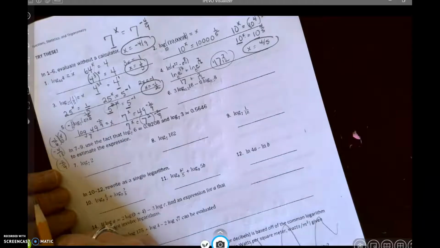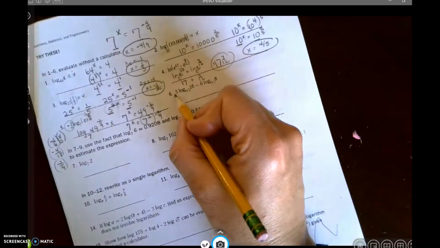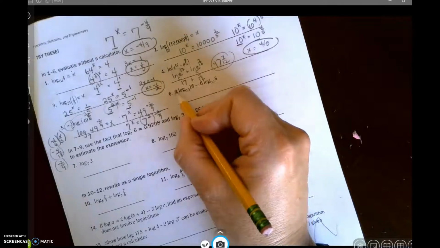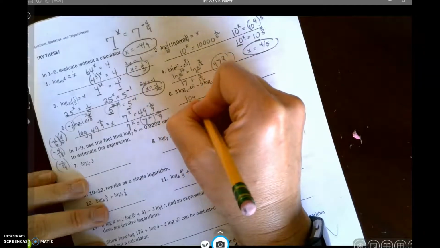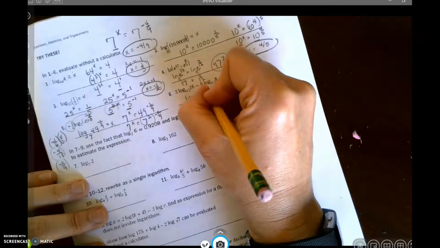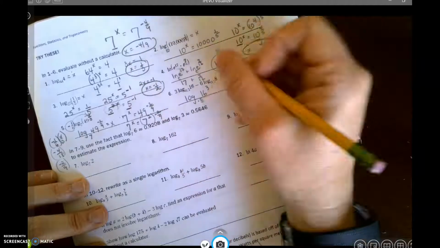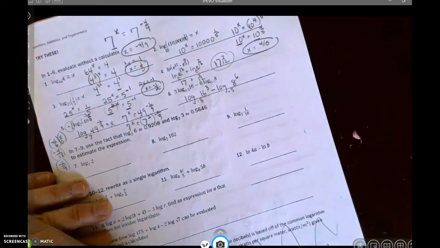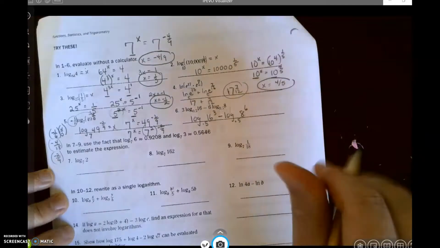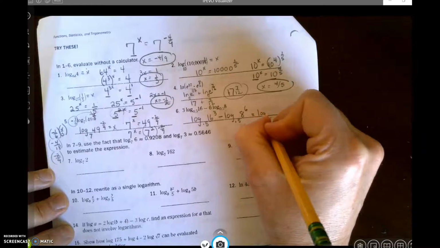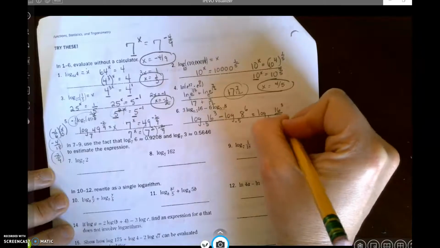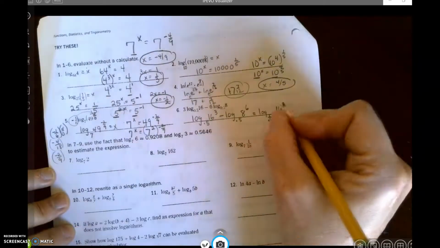Alright, let's go to number 6. I've got multiplication, I've got subtraction. Let's go ahead and bring that 3 over. So I've got log to the base 0.5 of 16 cubed, minus log base 1/2 of 8 to the 6th. Okay, so I'm going to keep going here. Alright, the subtraction means division, so I'm going to write this 0.5 as a 1/2, 16 to the 3rd over 8 to the 6th.